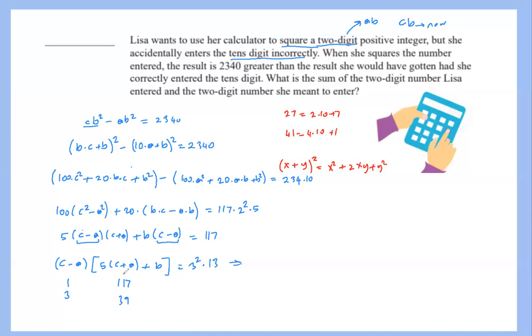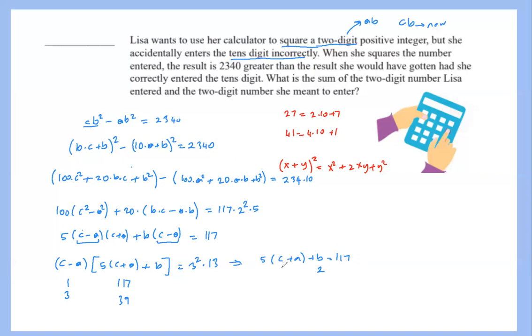If C minus A is 1, then the remaining part should be 117. So 5 times (C plus A) plus B has to be 117. But you know, this is a multiple of 5, and then this is added by B. So in order for us to get a multiple of 5, the last digit should be 0 or 5, but this is 7, which means that B could be 2 at least, because if this is 2, you will get 115.